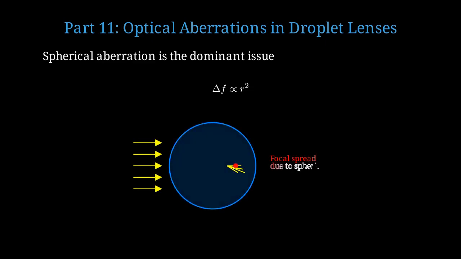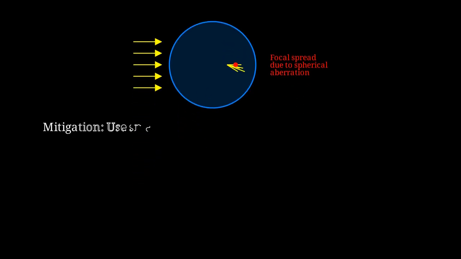Parallel rays entering at different heights converge to different focal points. Marginal rays focus closer than paraxial rays, creating a focal spread instead of a sharp point. We can mitigate spherical aberration by using a small aperture stop to block marginal rays, or by designing aspherical correction elements in the optical train.